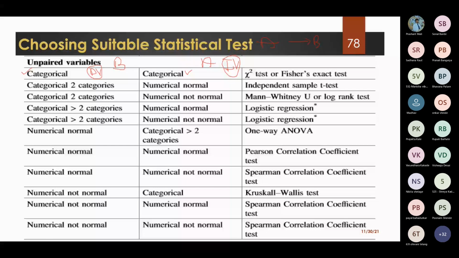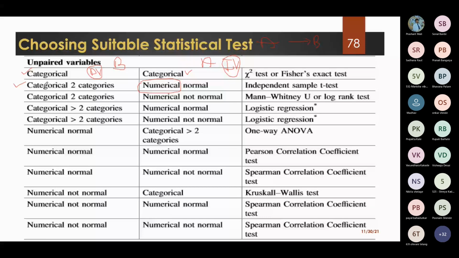Second example we have this one. If your independent variable is numeric, for example age, and the second variable is categorical, your dependent variable is categorical. We'll take gender as the example. So the test will be the independent sample t-test. What it means is you can compare age with gender: whether the age of males is on the higher side or females is on the higher side. Clear?